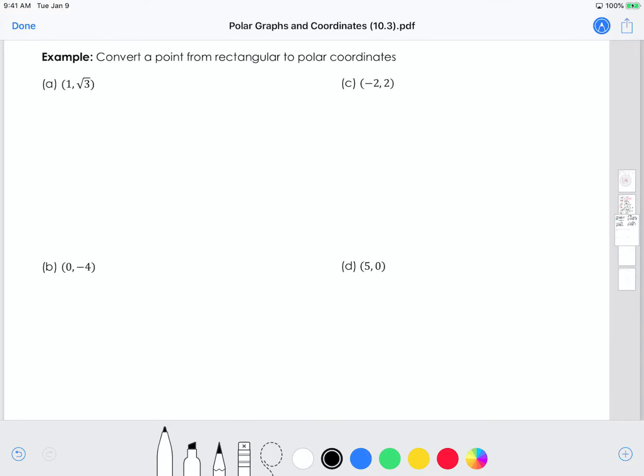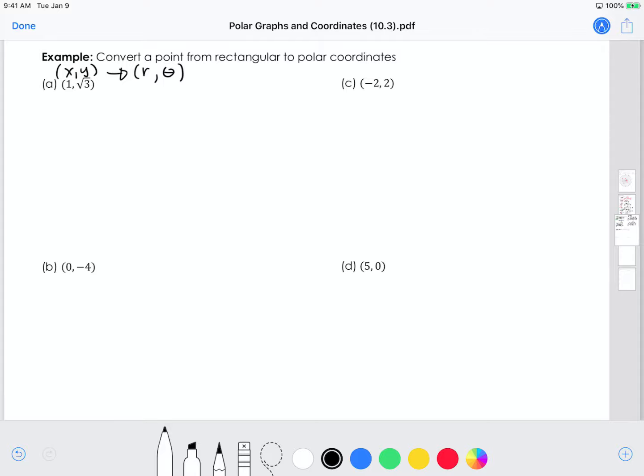Okay, in the next 4 examples, parts A through D, we're going to work in the other direction, where it's given to us in rectangular form, and we want to change it to polar coordinate form. So right now we have it in the form x, y, and we want to find the radius and the angle that we would sweep open in order to get that point.